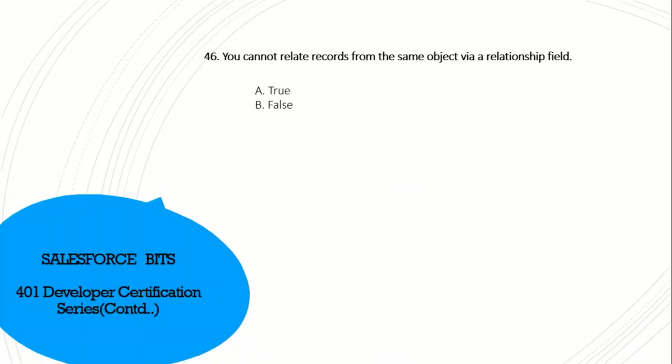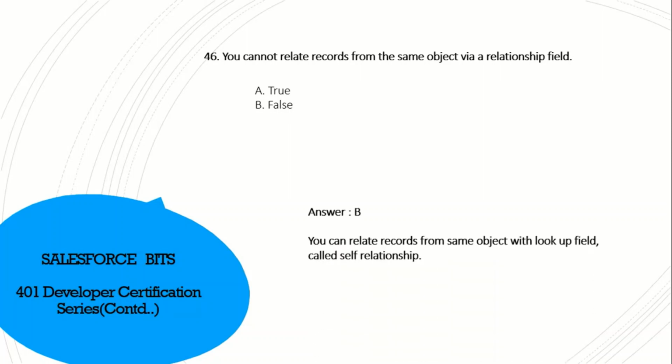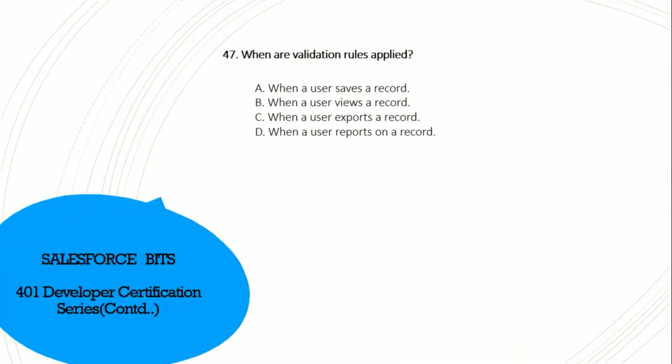You cannot relate records from the same object via a relationship. It is false. You can relate with a self relationship using a lookup field. When are validations applied? It's a simple one: when a user saves a record.